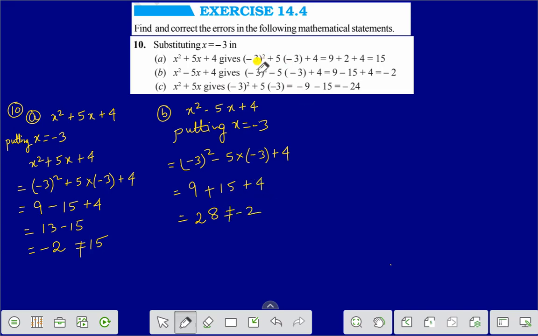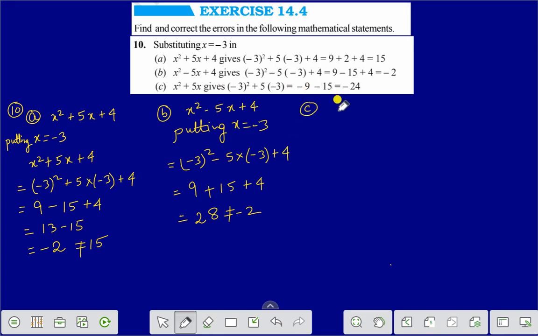And where is it wrong? Here you see they have given minus 3 whole square minus 5 into minus 3 plus 4. That is minus into minus is plus, this is a 9, and this will be plus 15. They have written minus 15. That is the error, right? Now solve question number C.